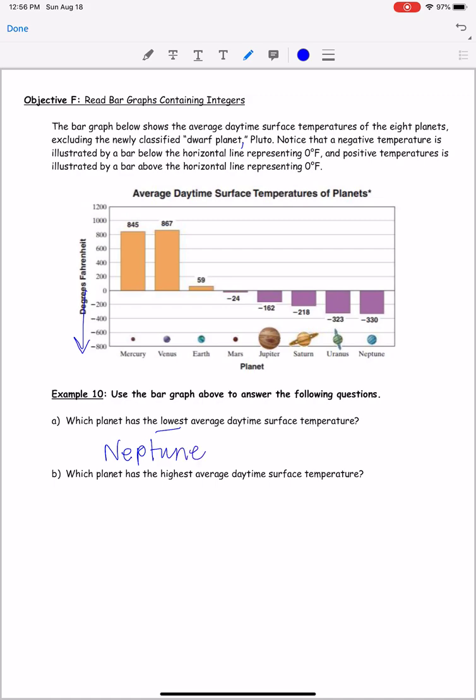And then which planet has the highest average daytime temperature? So now I want to see which one is the highest, which one is the furthest from that 0. And again, that's actually a close one. It's going to be Venus right here, that this number is bigger than this one here. So then we've got Venus.